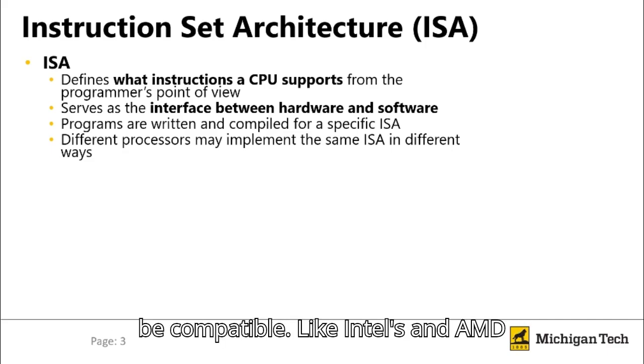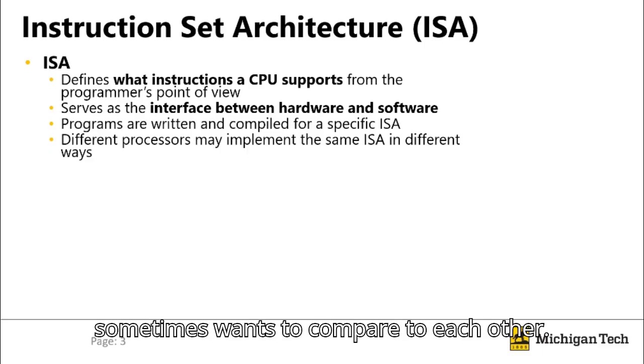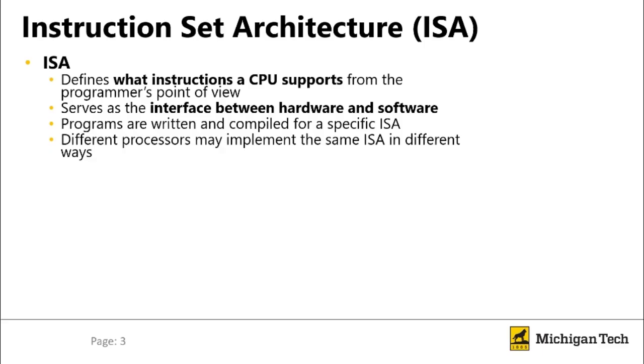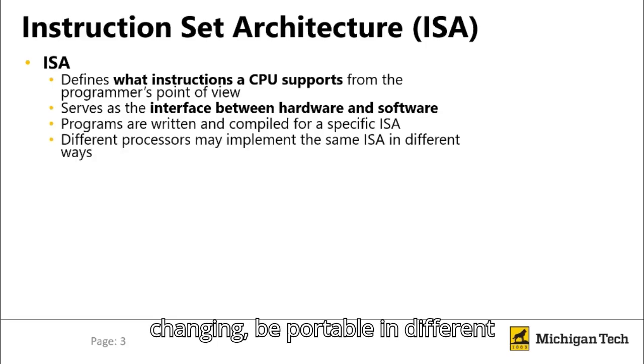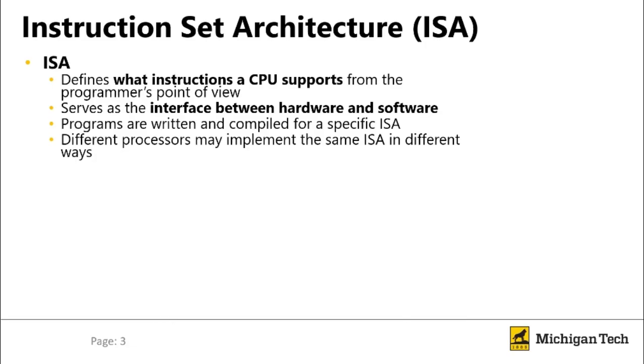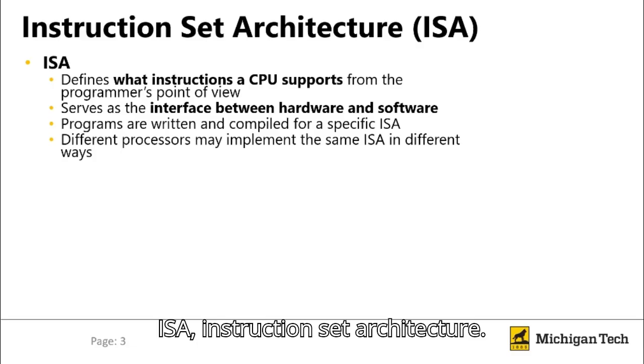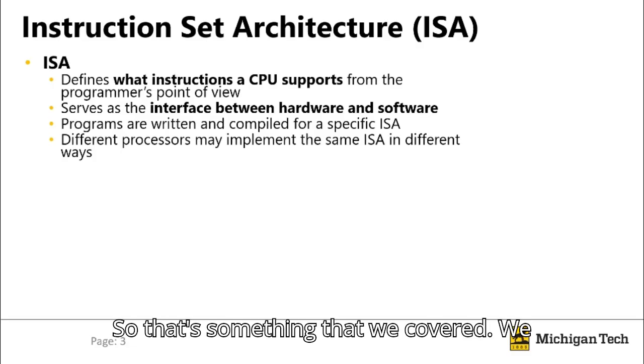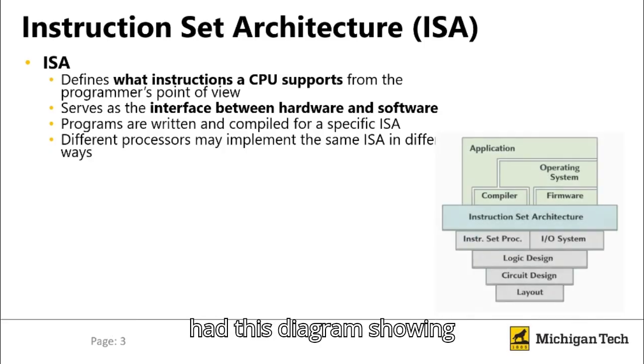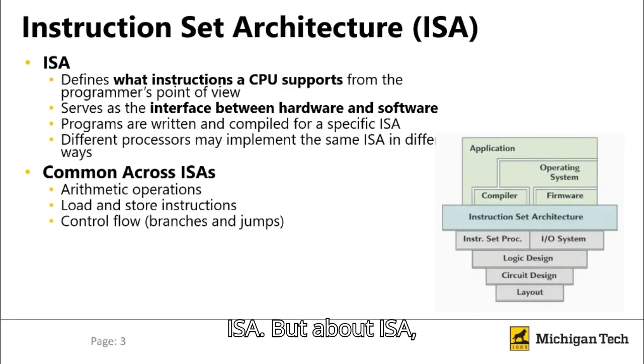Why? Because they want to be compatible. Like Intel and AMD, who sometimes want to compete with each other, want programs to be portable across different machines without changing. So they use the same ISA, instruction set architecture. That's something that we covered. We had this diagram showing ISA, but about ISA, some parts are always similar.